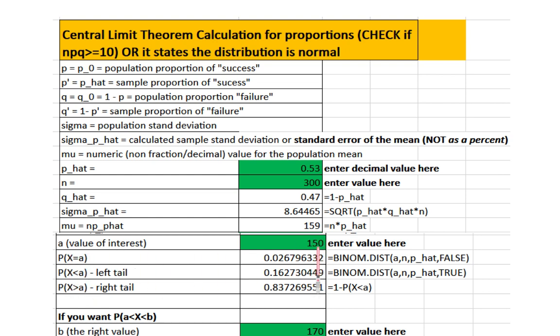Now, suppose the value of interest that I have is a numeric. I'm not talking about percents. Let's say I've got 150. What is the probability that I'm looking for something that is 150 or less out of a sample size of 300, and 53% is expected to be success? So if I want it equal to, I use the binomial.dist and I use false. If I want the left tail, then I'm going to use the binomial.dist. I'm going to grab that A value, which is the cell that has 100. I'm going to grab the cell that has N, the cell that has P hat, and I'm going to type in true. If I want the right tail, I do 1 minus the left tail.